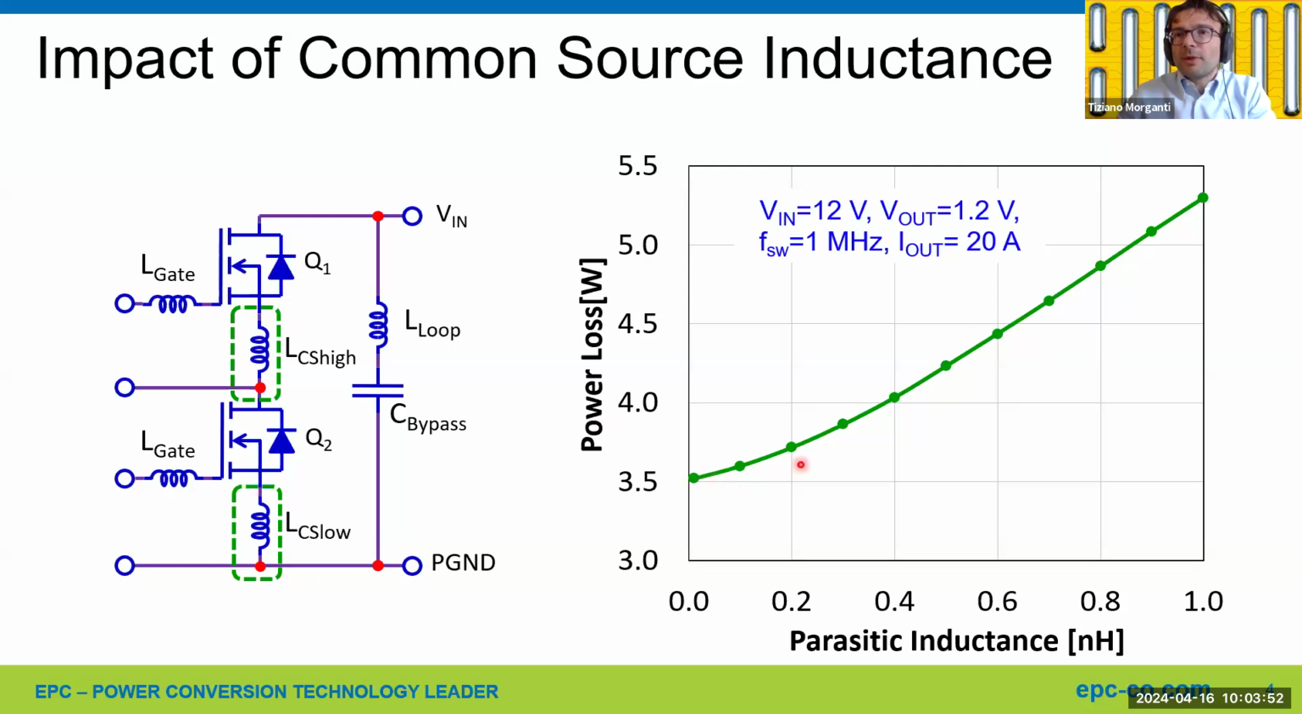So you can see from the picture on the right, with even 100 picohenry of common source inductance, the effect is already visible. And of course, the loss increase is very high with very small parasitic inductance.